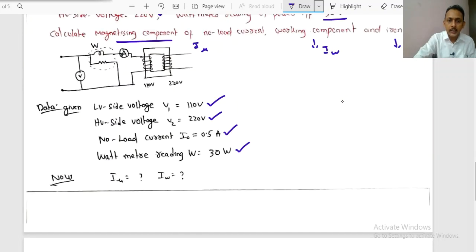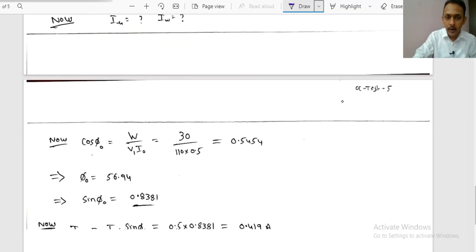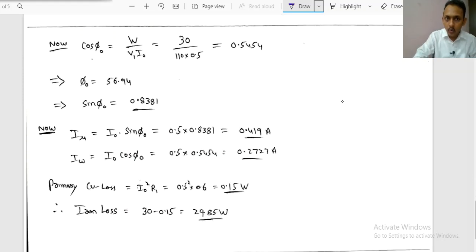Now the question is, what about I mu and IW? Dear students, the wattmeter reads, what will it read? V1 I naught cos phi naught. So we can now calculate cos phi naught: wattmeter reading divided by V1 I naught, 30 divided by 110 into 0.5. It is 0.5454, right? Now phi naught is cos inverse of 0.5454. It gives you 56.94 degrees.